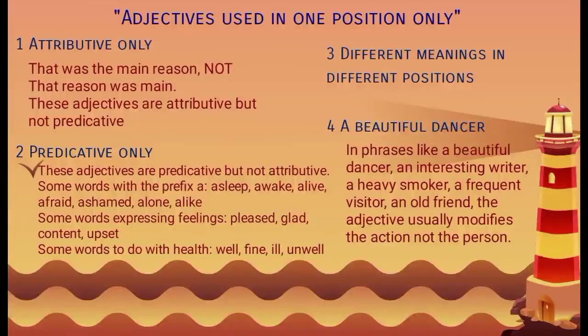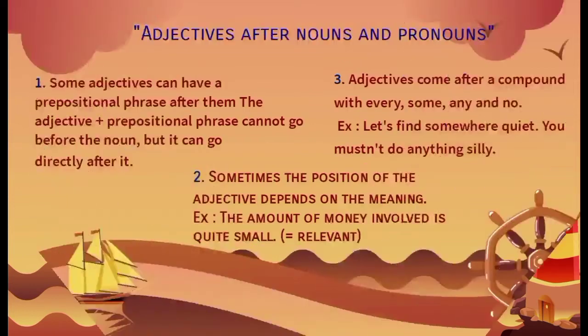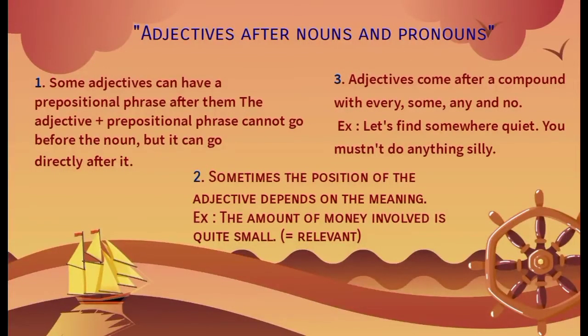Adjectives used in one position only. Number 1, attributive only. Number 2, predicative only. Number 3, different meaning in different position. And number 4, beautiful dancer. Adjectives after nouns and pronouns.